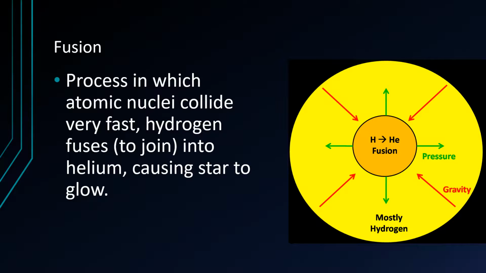Now, during the process of formation, up to the point where fusion begins, gravity is in control of the star. But once fusion begins, the fusion is going to be pushing against gravity. So fusion is a process in which atomic nuclei collide very fast, and hydrogen fuses or joins into helium. Not to be confused with fission. Fission breaks apart, fusion puts together. This causes the star to glow, like I described.